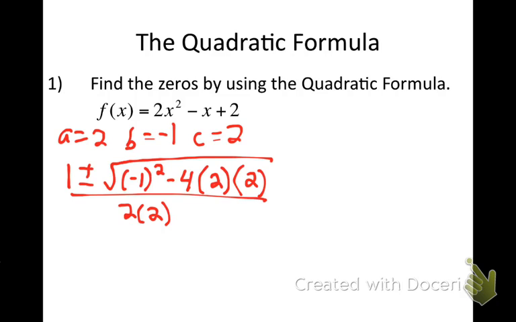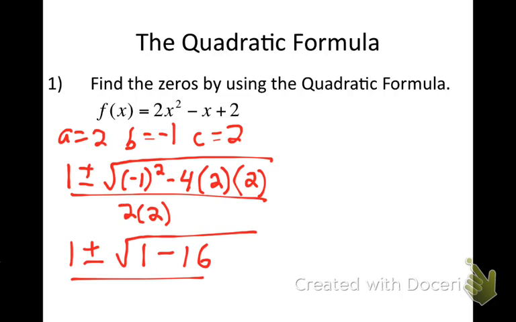So again, looking at this here, I'm doing the same exact work: plug in A for my A parts, B for B, C for C. And now I simplify. Same exact formula. So I get 1 plus or minus the square root of 1 minus 4 times 2 times 2, Bailey? 16, good job. All over 4.